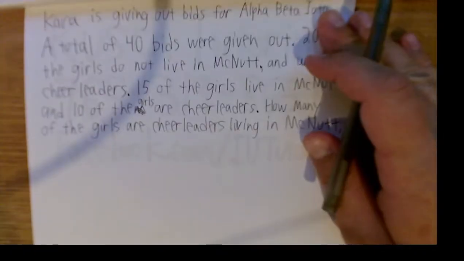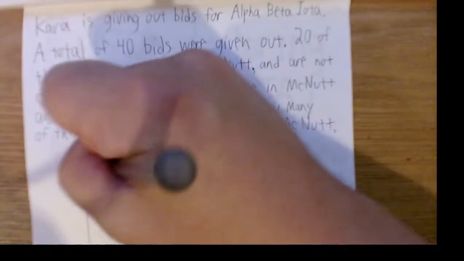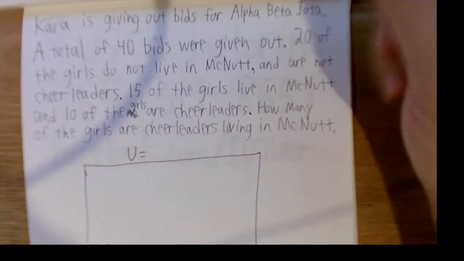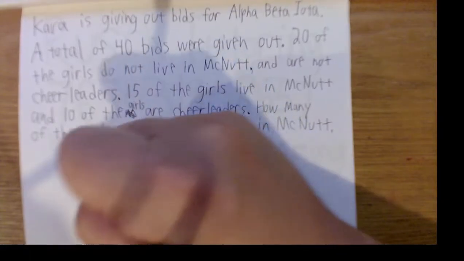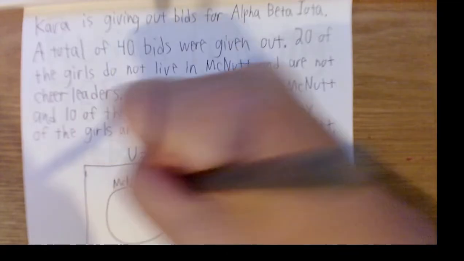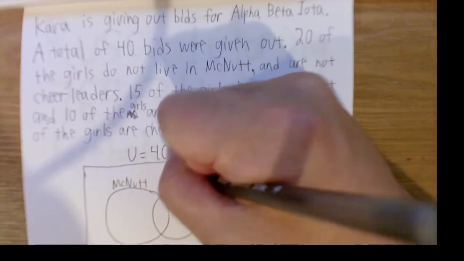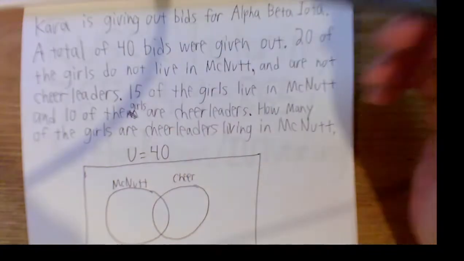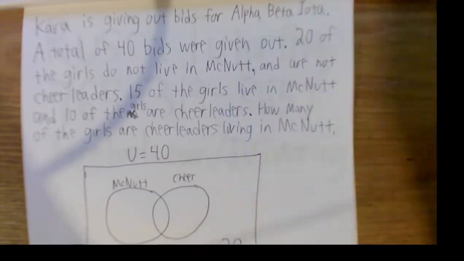Okay. Well, again, let's start building our Venn diagram here. This time we're given the universe, right? We know that there are 40 girls that are given bids. So the universe of bids to ABI, Alpha Beta Iota, is 40. So we got 40 here. We got our circle for McNutt. We got our circle for the cheerleaders. And we know there are 20 of the girls who do not live in McNutt and are not cheerleaders, right? So 20 goes outside here.